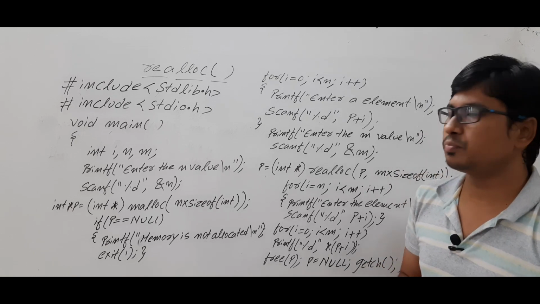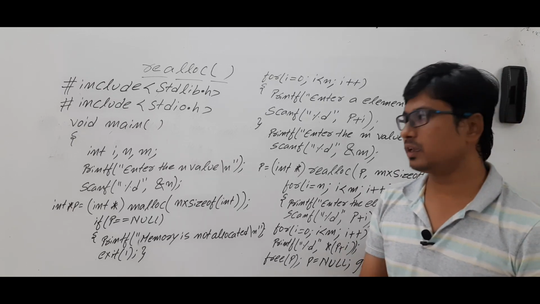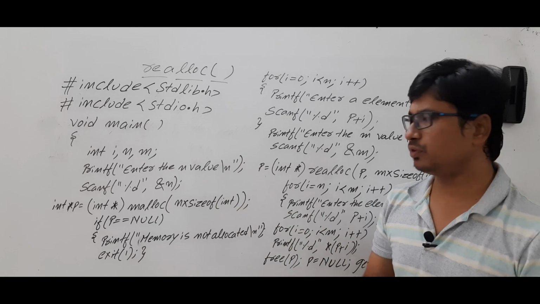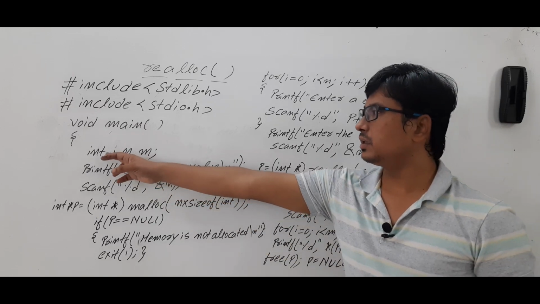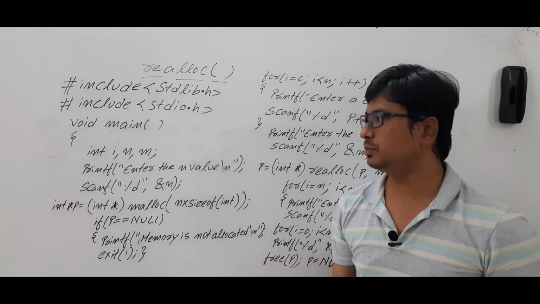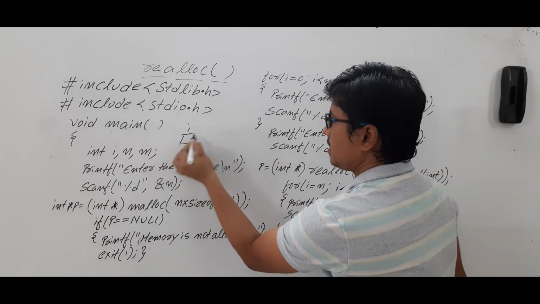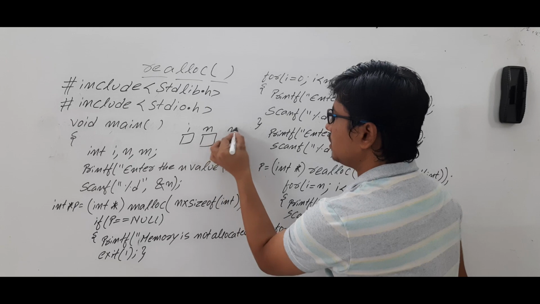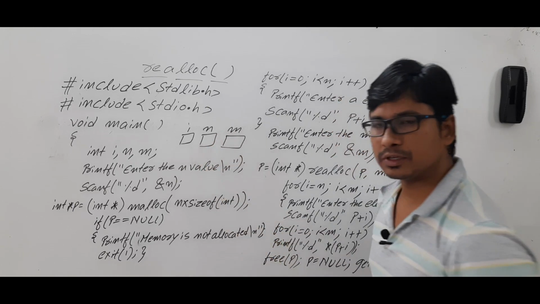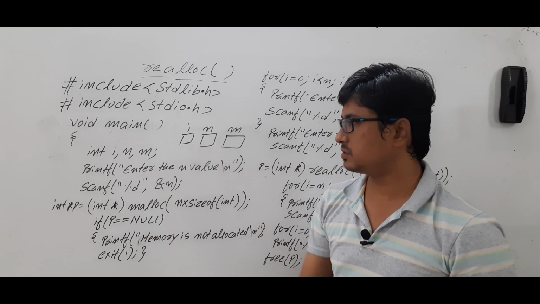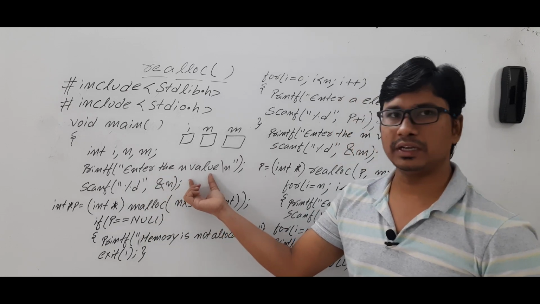So this is the C program to understand the realloc function. Let me discuss the flow of it. You know that the user has declared three variables which are integer i, n, m. As we did not initialize any values, by default they will have garbage values because they are local variables. And the user has asked to enter the n value.